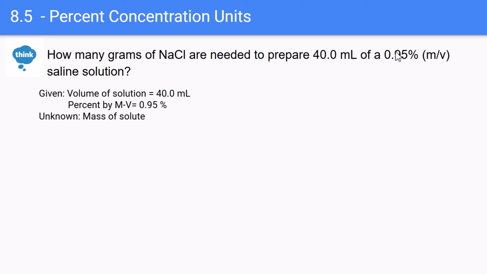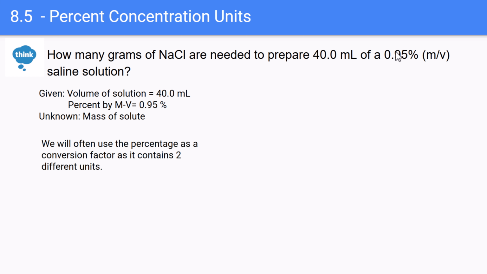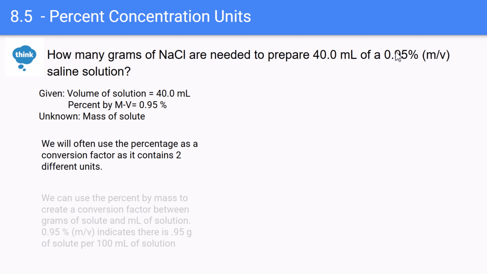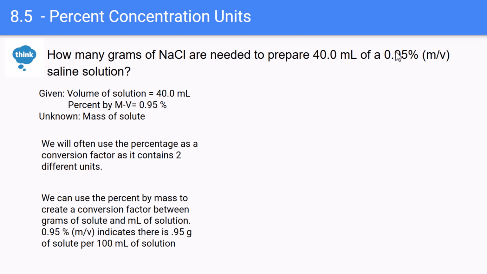Well, again, we can use that percentage as a conversion factor because it contains two different units. So 0.95% mass by volume means that there is 0.95 grams of solute per 100 milliliters of solution. That's what 0.95% tells us. And so we can utilize this as a conversion factor in dimensional analysis. Look how I did this.